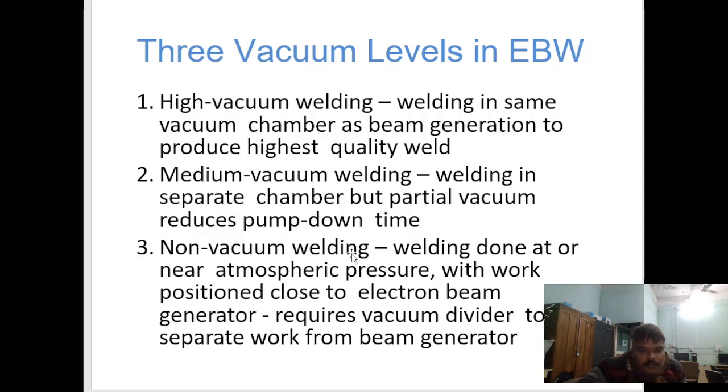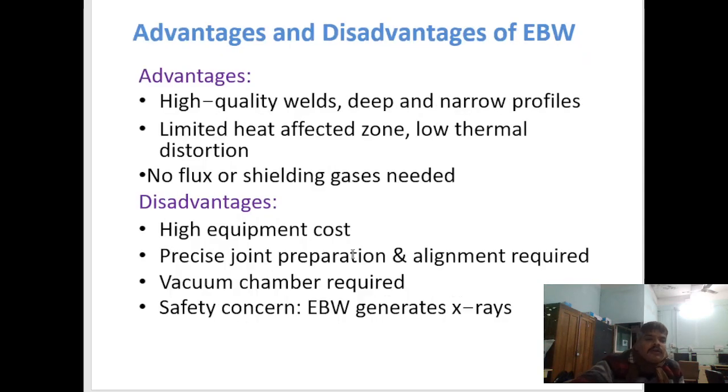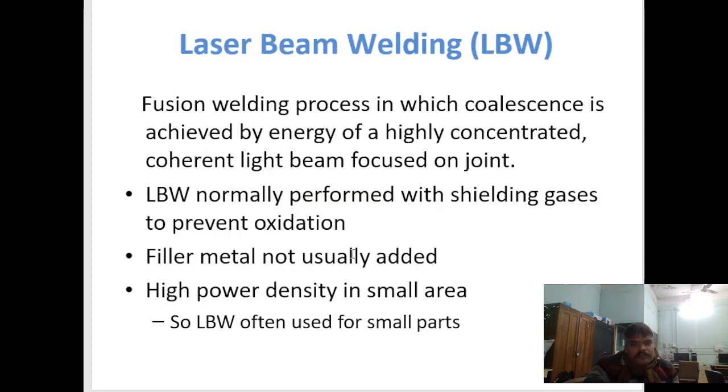Advantages and disadvantages of electron beam welding. Advantages: high quality weld, deep and narrow profile, limited heat affected zone, low thermal distortion, no flux or shielding gases needed. Disadvantages: high equipment cost, precise joint preparation and alignment required, vacuum chamber required, safety concern, EBW generates X-rays.